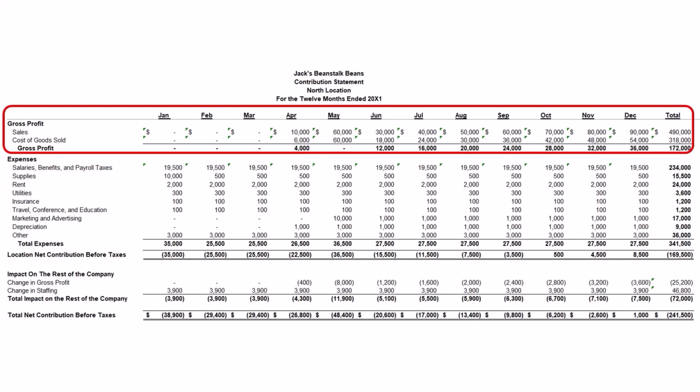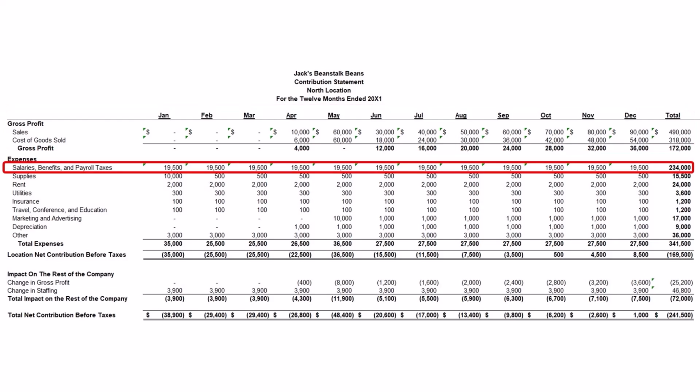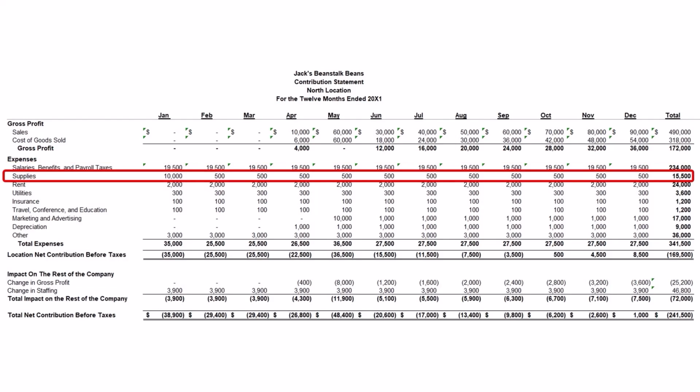The first two lines are the sales and cost of goods sold from the gross profit worksheet we looked at earlier. Salaries, benefits, and payroll taxes come from the staffing worksheet we looked at earlier. Supplies are very high the first month because the new location is stocking up with supplies. It then drops back to a much lower level going forward. This is a simplification. New locations usually have high supplies costs for the first few months because they buy things over time and keep finding out new things they need.